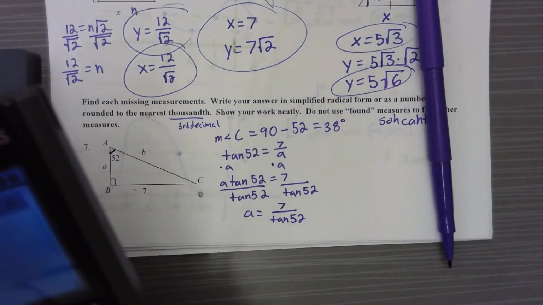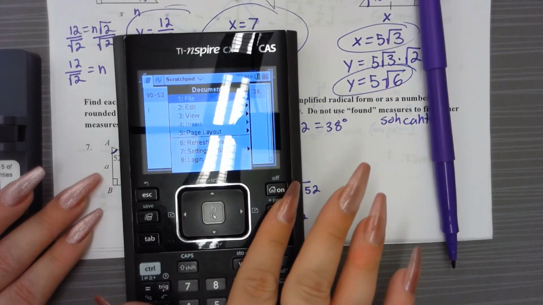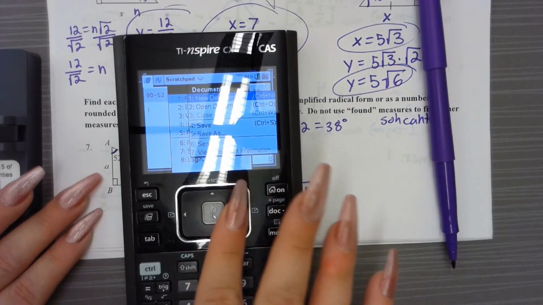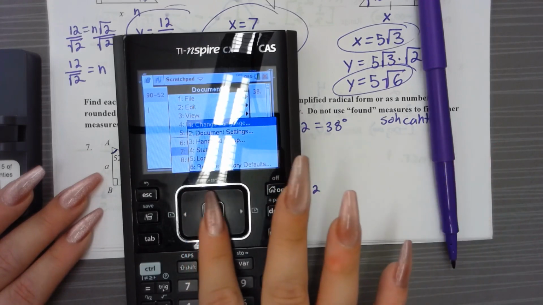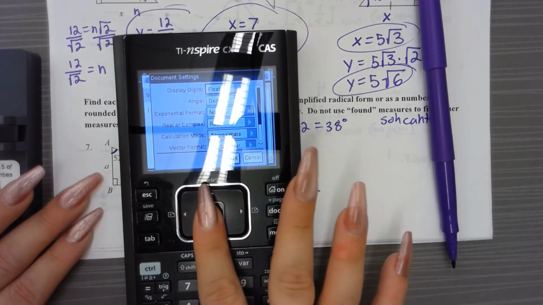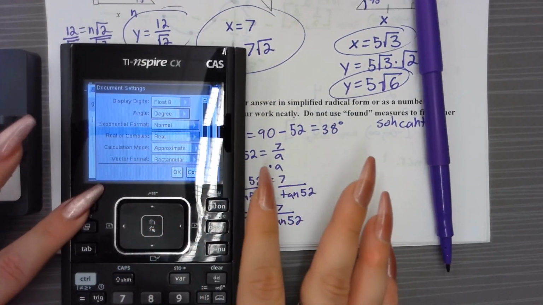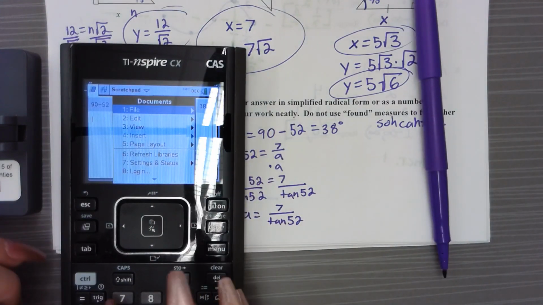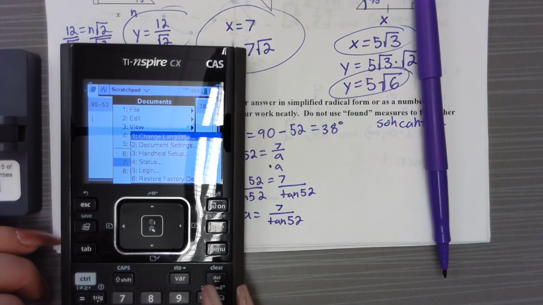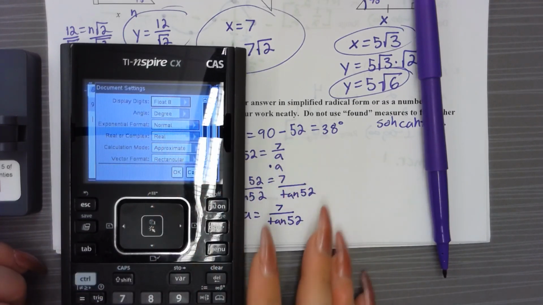Now we do want to be careful here that we check our settings to make sure that we are in degrees, not in radians. So we go to document settings and we check that it says angle degrees. So again, you can go to doc and then you can go down to settings, number 7, and then document settings, and just check that you're in degrees. Okay.